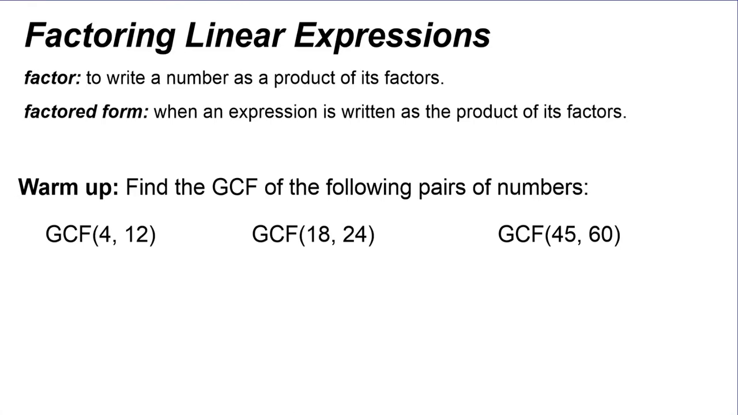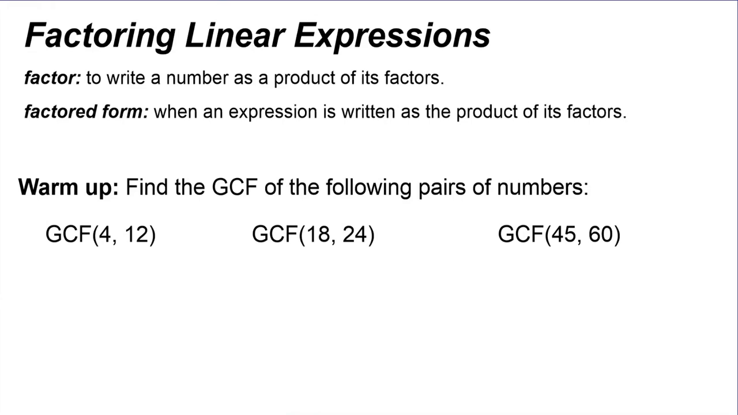For example, I could factor the number 10 into 2 times 5. Okay, I broke it into its factors. Or I could factor 24 into 6 times 4. That's called factoring. So when you write something as a product of its factors, that's called factored form. To do that, we're going to warm up a little bit here as a reminder of what the greatest common factor of numbers is, in case you forgot.